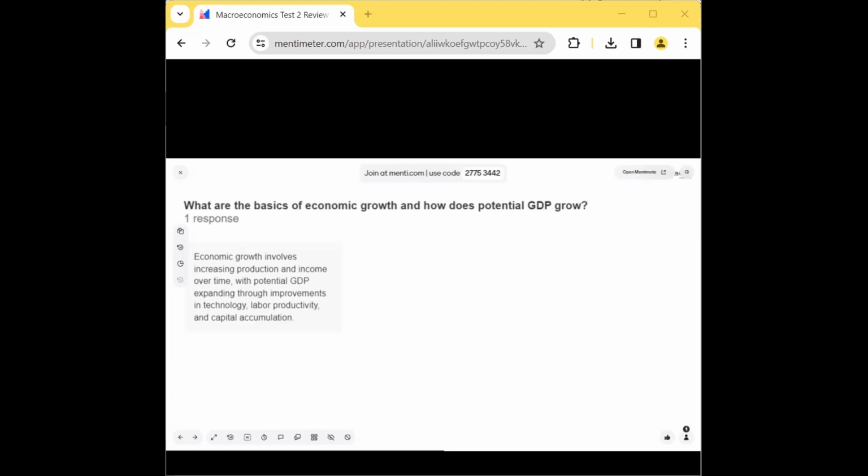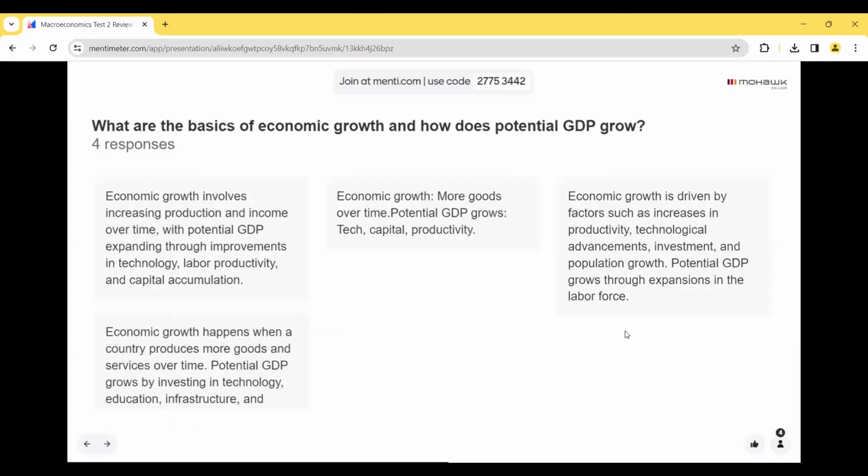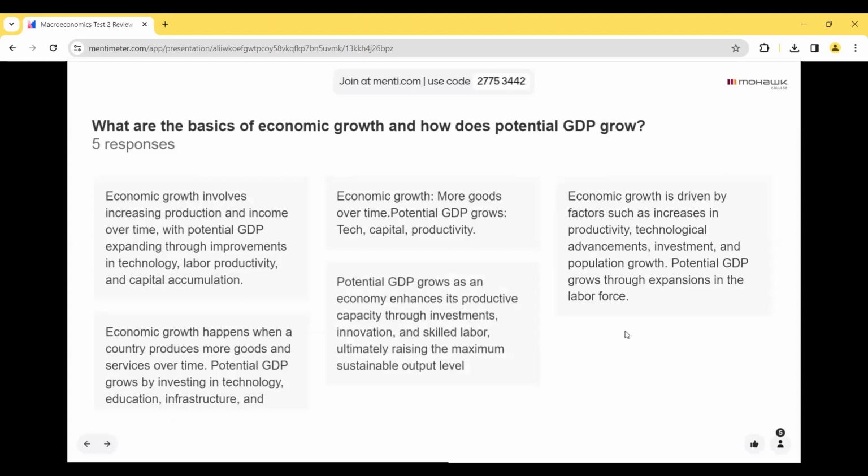So economic growth involves increasing production and income over time, with potential GDP expanding through improvements in technology, labor productivity, and capital accumulation. Economic growth, more goods over time, potential GDP grows, tech capital productivity. Economic growth is driven by factors such as increase in productivity, technological advancements, investment, and population growth. Potential GDP grows through expansions in the labor force.